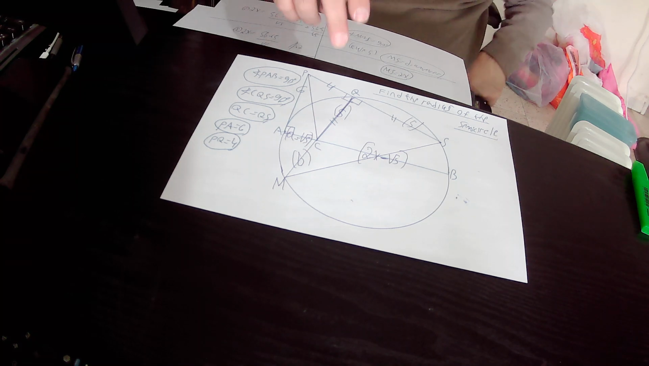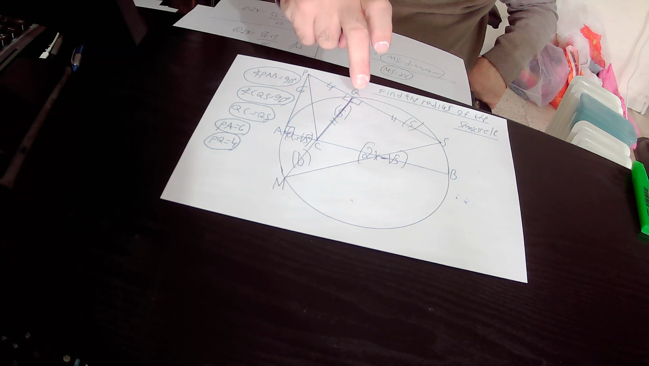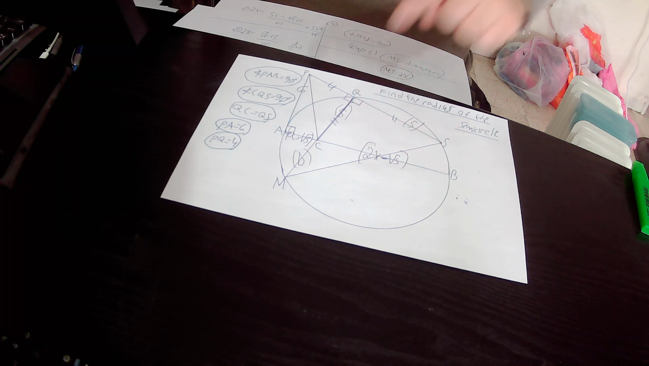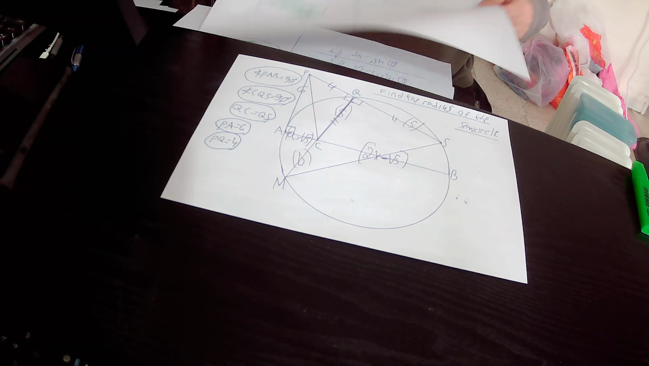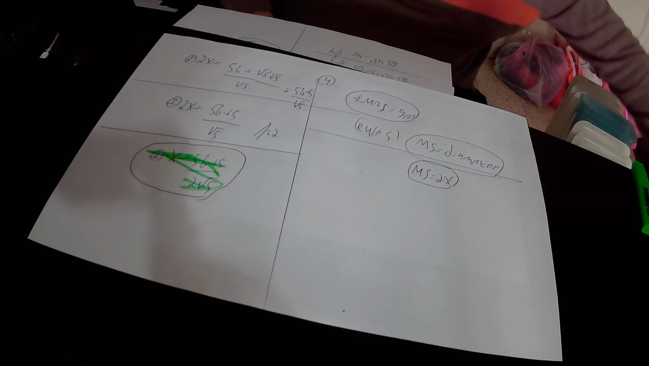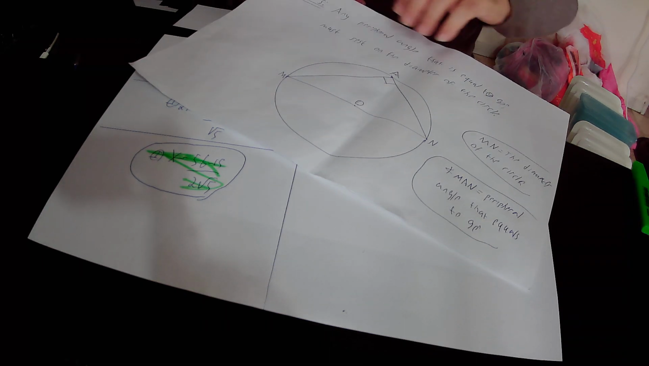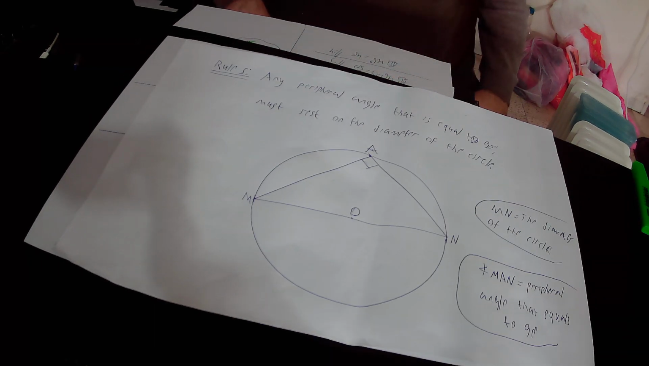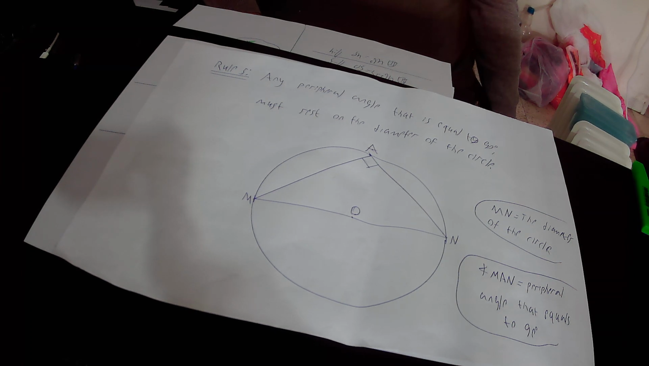So in the drawing we have peripheral angle MQS. This is peripheral angle MQS that is equal to 90 degrees in its size. And we have here rule number 5 that talks about a peripheral angle that is equal to 90 degrees. According to rule number 5, any peripheral angle that is equal to 90 degrees must rest on the diameter of the circle.